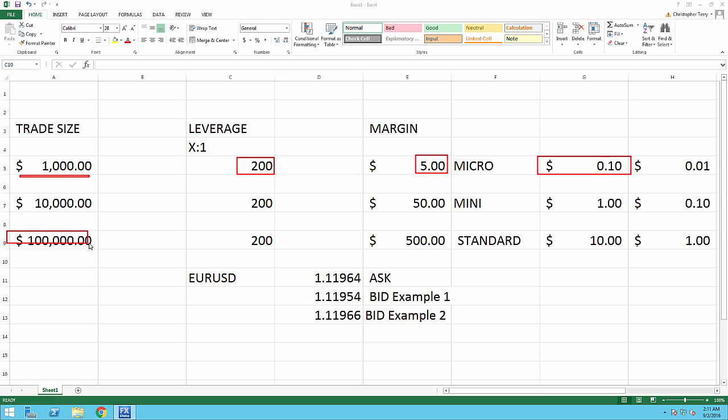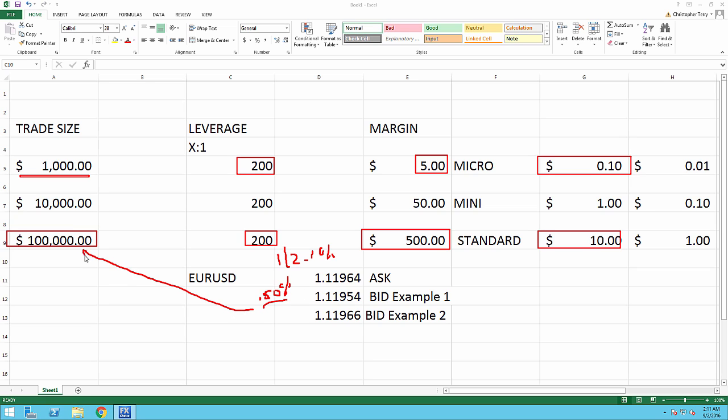Looking at the higher leverage of 100,000 at a 200 times leverage, you deposit 500 bucks and you make $10 for every pip. Now understand something. This is 1/2 of 1%, or 0.50%. So you're depositing 1/2 of 1% on 100,000, which is 500.